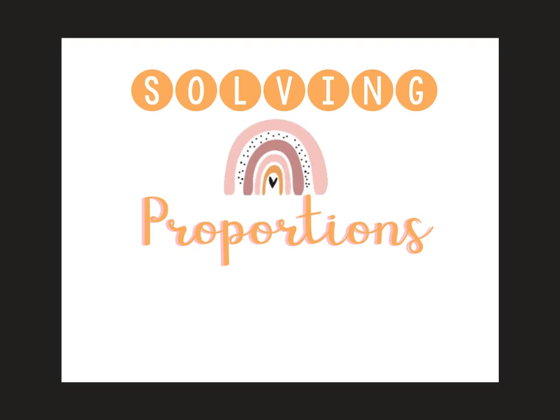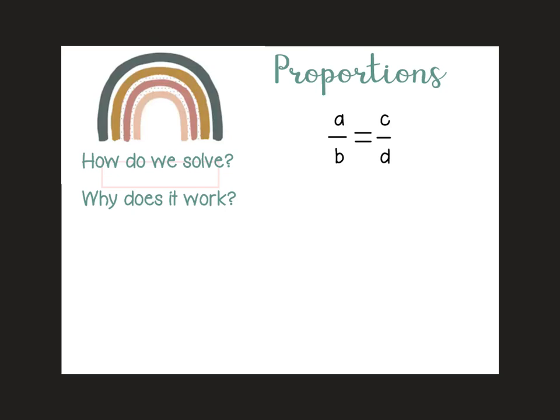So we are going to look at solving proportions today. When we solve proportions, we typically cross multiply. It kind of looks like this butterfly. So you would do A times D equals B times C. And then we would solve from there.